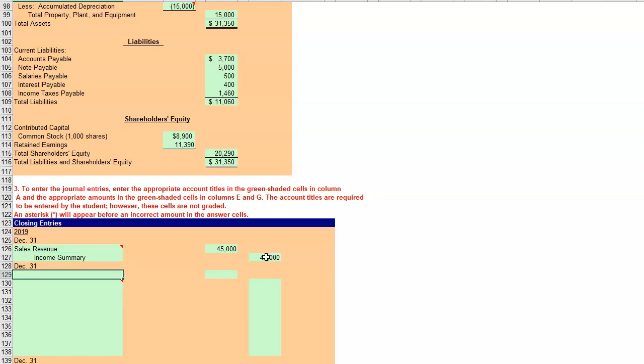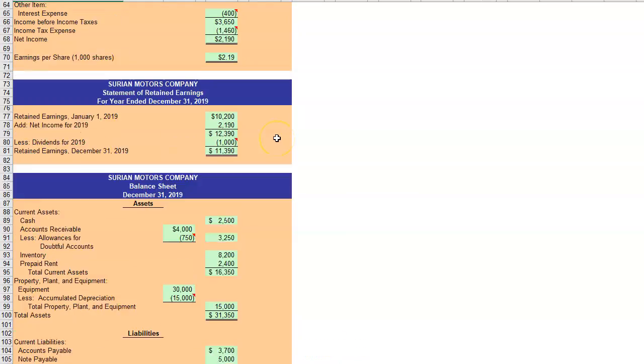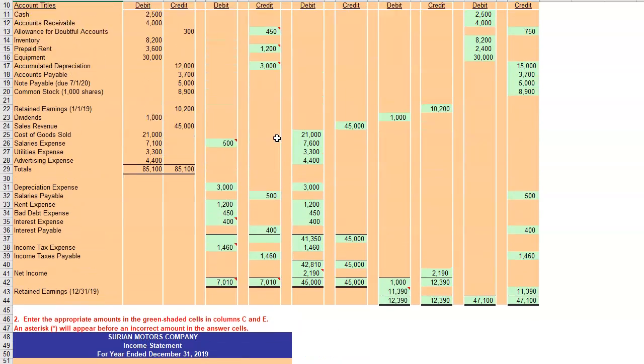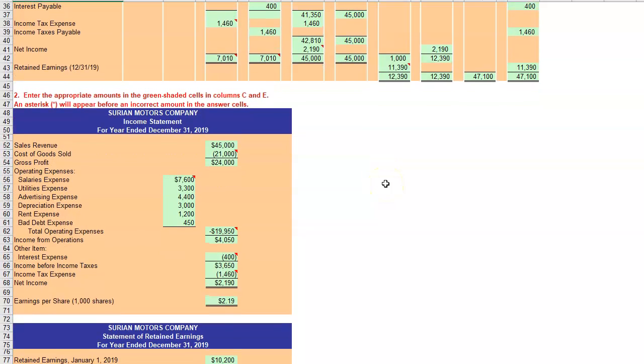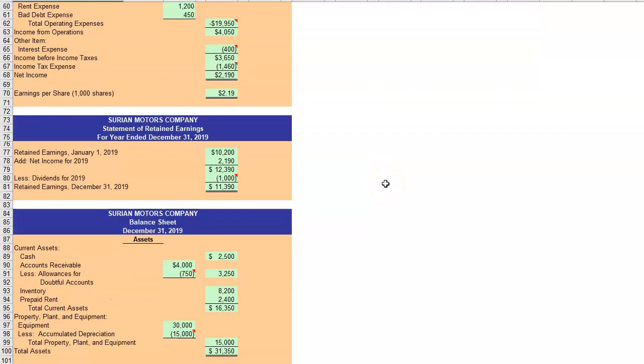All right, expenses normally have debit balances, so if I need to close those, I have to credit the expense accounts and debit the income summary. I don't know the total of that yet. I have to put all my expenses in. I'm going to go with my income statement. It's easier. So I have salaries, utilities, and advertising.